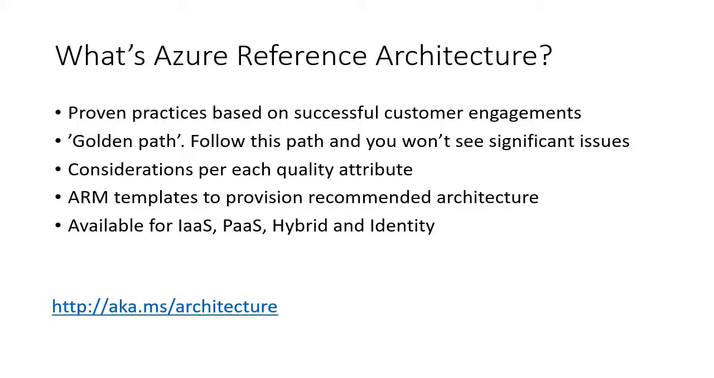There are ARM templates available for each reference architecture, so you don't have to start from scratch. The templates are already there. And it's now also available for IaaS, PaaS, hybrid, and identity. So if you go to aka.ms/architecture, you will see many examples of different types of architectures on Azure. Let me go through some of them quickly.